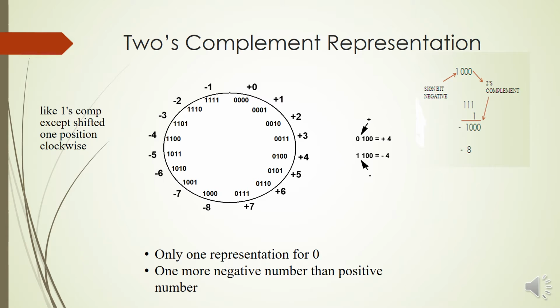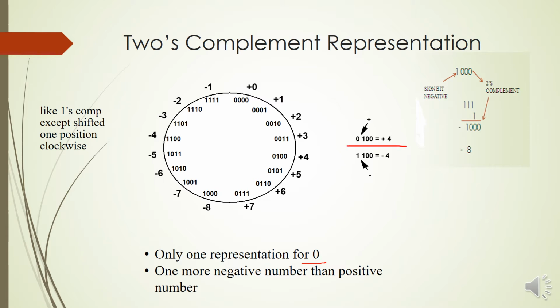Two's complement representation. In this two's complement representation, once again the 16 combinations of a 4-bit binary number are considered. Plus 0 to plus 7 remain the same as the previous two, whereas the negative numbers vary. Here we don't have a negative 0. Only one representation is there for 0, and there is one more negative number than positive numbers. For example, the negative numbers range from minus 8, minus 7, minus 6 up to minus 1 for 1000 to 1111 respectively.